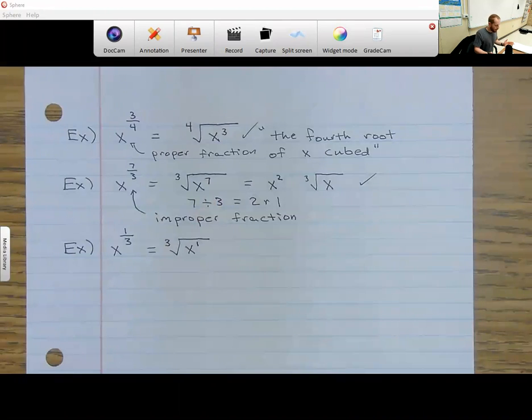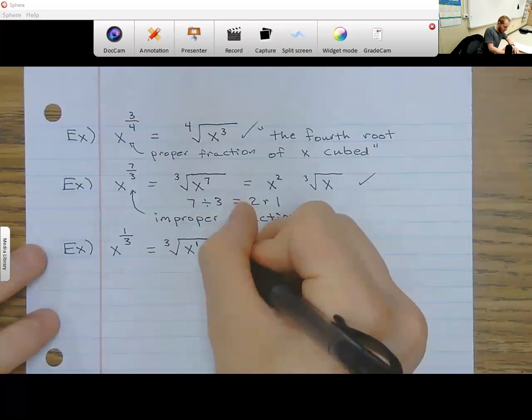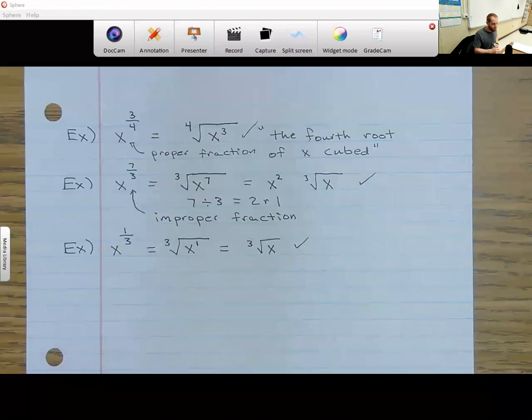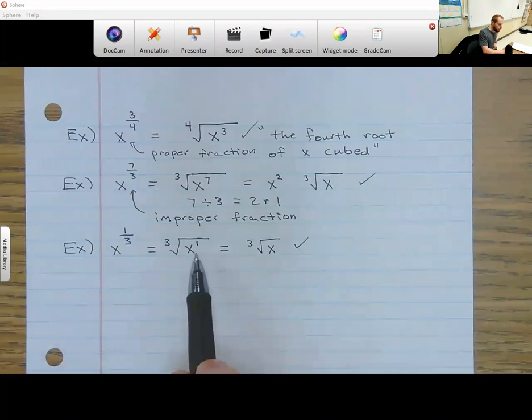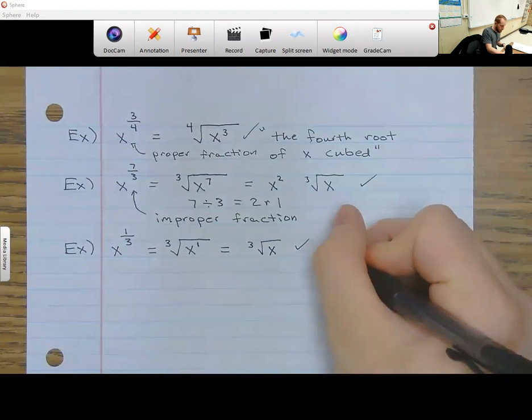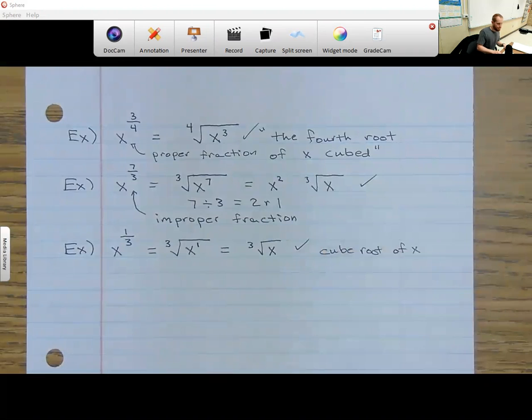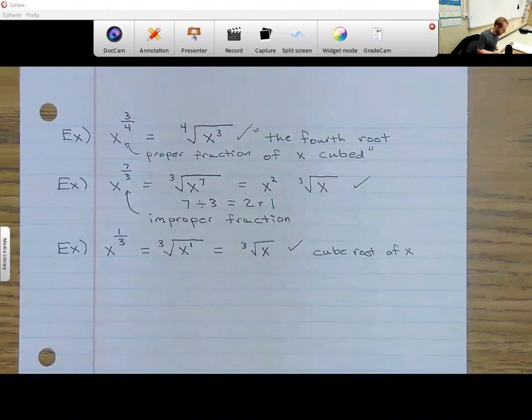So how would we rewrite this? Well, it's not an improper fraction, so we don't have to take x's out. We don't have enough x's to take out, right? But what we can do is say x to the 1 power is just x. So I can actually rewrite this as the cube root of x, and I'm done. So the 1 right here is actually understood to be there, even if it's not written. So this is called the cube root of x. Okay? Let's do one more like that.